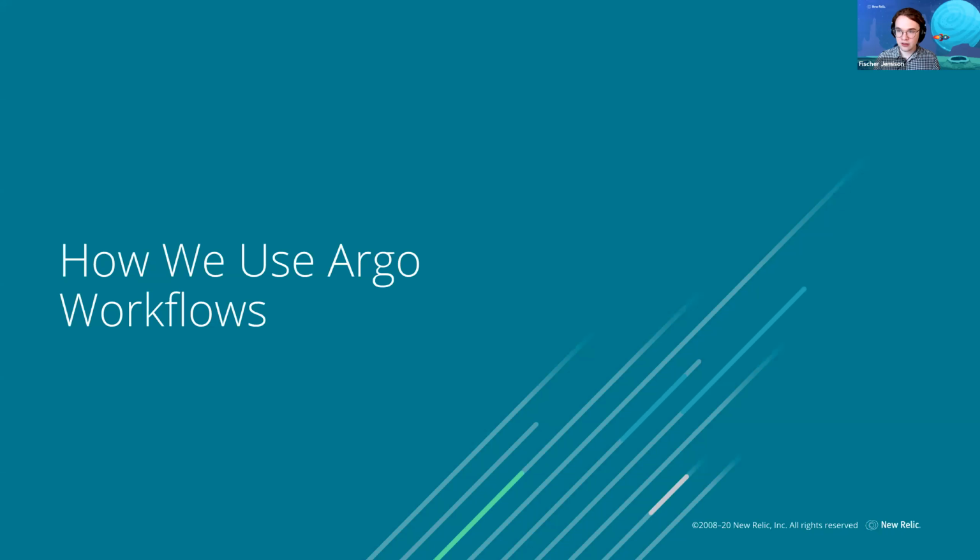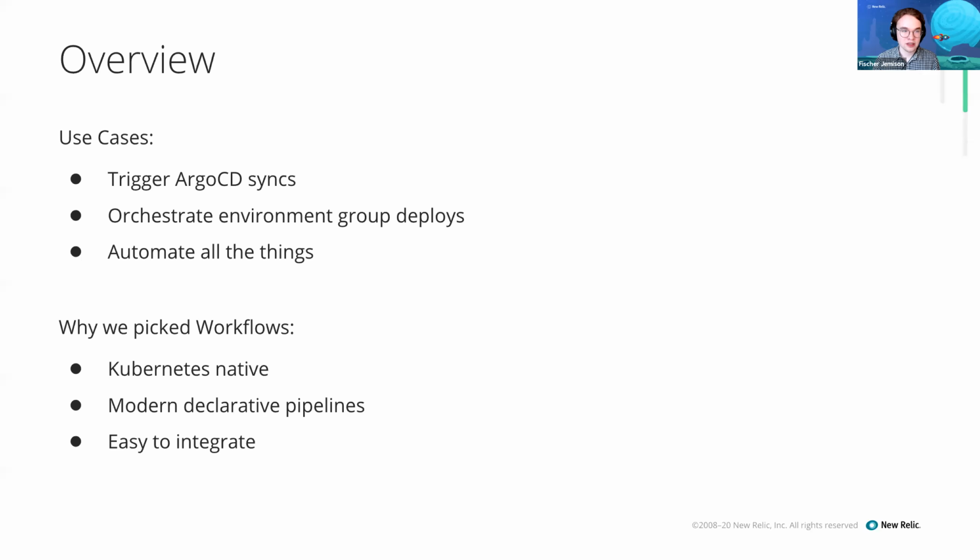So next up is going over some of our Argo Workflows use cases. The three I'm going to talk about in this section are triggering Argo CD syncs. So we use Argo Workflows to decouple Argo CD syncs from GitHub master merges. We use them to orchestrate group deploys, and then we have a lot of generic automation use cases that we use Argo Workflows for.